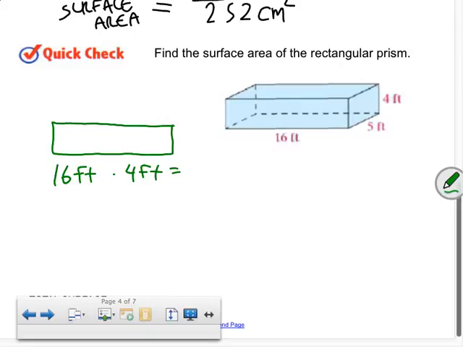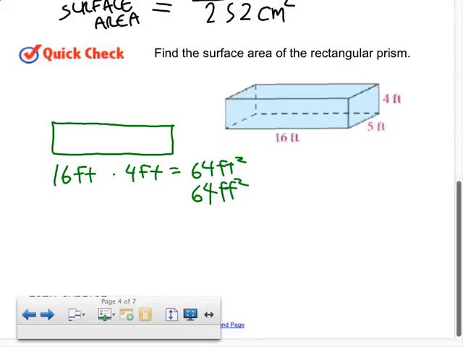What do we get back? Did anybody calculate this? 64. What are the units? Feet squared. And how many of these faces do I have? I've got 2 of them. So I need to add this up twice, feet squared. And then I'll have those faces.